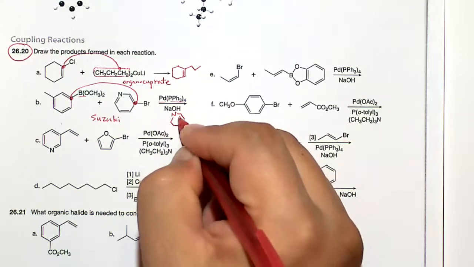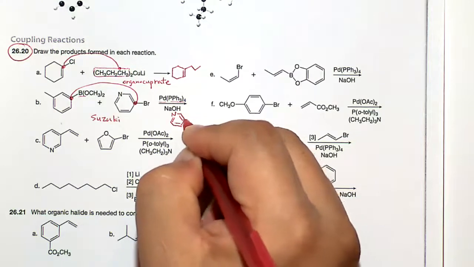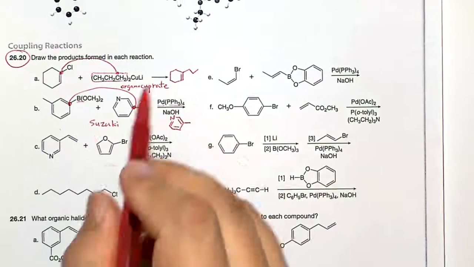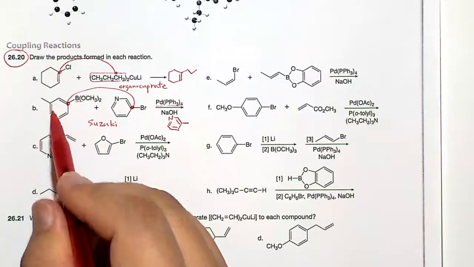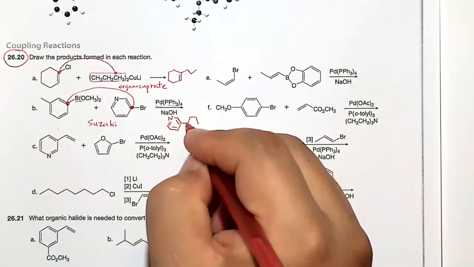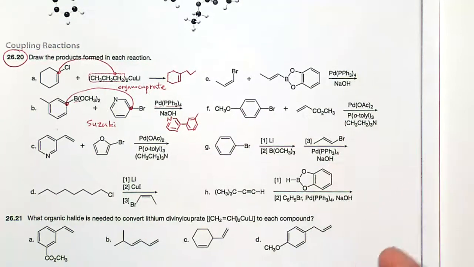I'll draw this pyridine ring first. That's going to make a new bond. And this carbon, the new connection, will be meta to this methyl. So you have a 6-membered ring and meta to this methyl. This is a Suzuki reaction.